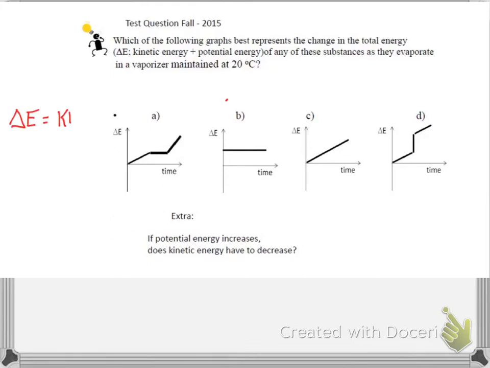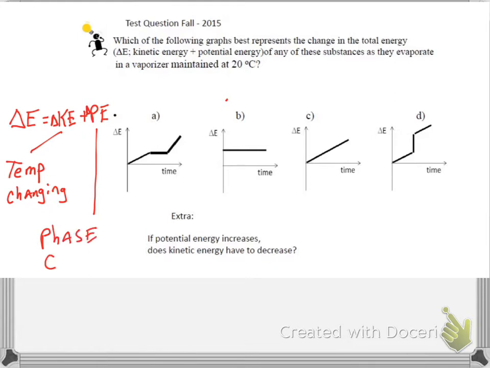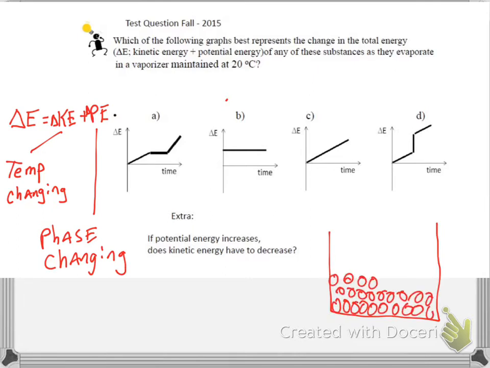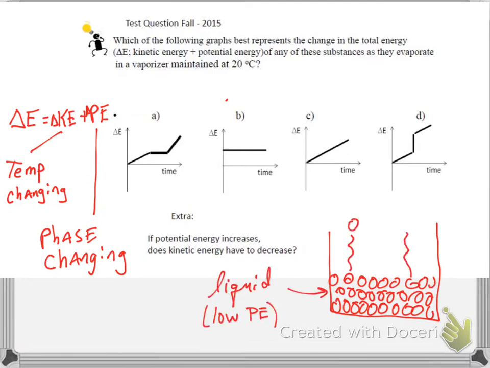What we have to keep in mind is that the total energy is going to be composed of the kinetic energy and the potential energy. The change in kinetic energy is going to respond to temperature changes, while the change in potential energy is going to respond to the phase change that occurs. In evaporation, we have a lot of particles in the liquid phase, and the liquid has low potential energy, and some of the particles are leaving to go into the gas phase, where it's high potential energy. So we expect to see a change in the overall potential energy.